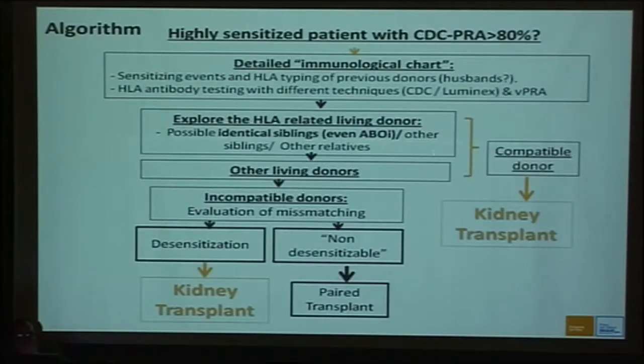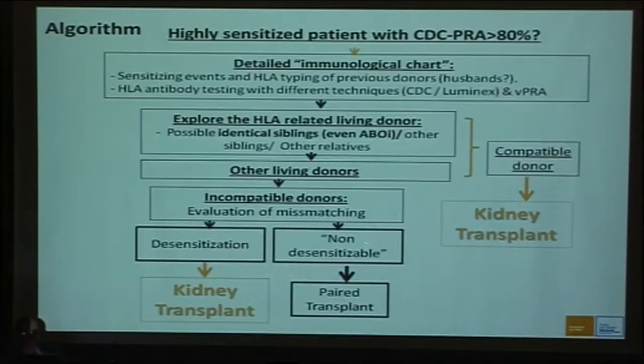And usually we explore the first step as you do: identical siblings, and there are other living donors. For the incompatible donors, we do evaluation of this mismatch. We do sometimes desensitization. I have to recognize that less and less we do desensitization, because finally chronic antibody-mediated rejection is coming in many patients, even though the acute antibody-mediated rejection is avoided with these techniques. But then the future prognosis of the patient is not that good.